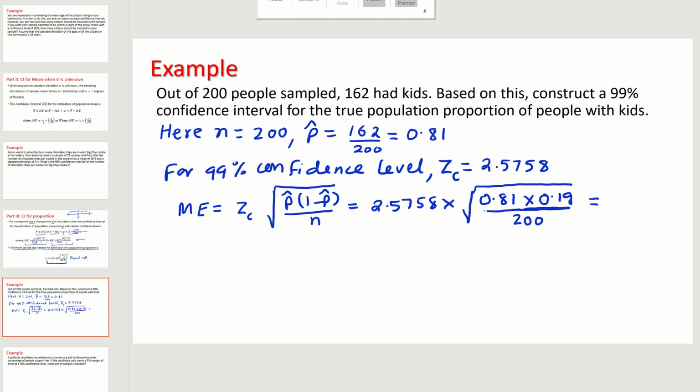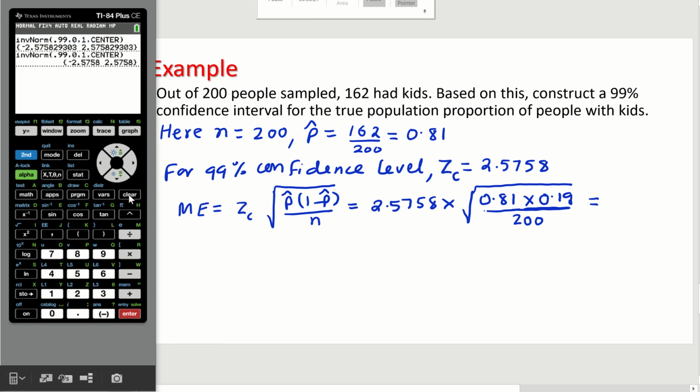And this is equal to, let's type this in our calculator. Okay, so we have 2.5758 multiplied by the square root of 0.81 times 0.19 divided by 200 and hit enter. Oh, I did something wrong. Let's check it again. Okay, you can see I entered 2 decimals there.